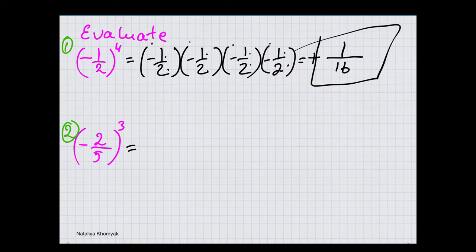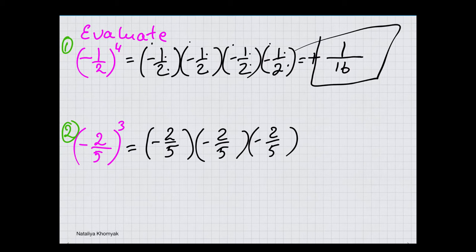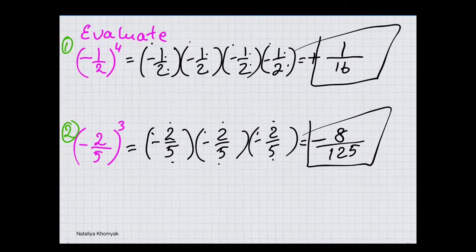In the second example, we have 3 factors of negative 2 out of 5. And we simplify signs. So negative times negative, positive times negative, negative. 2 times 2, 4 times 2, 8. Out of 5 times 5, 25, times 5, 125, and negative 8 out of 125 is our answer.